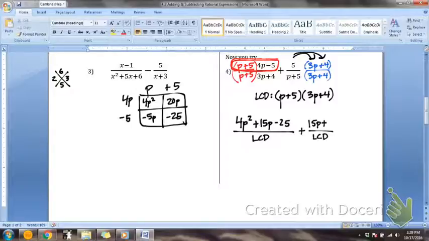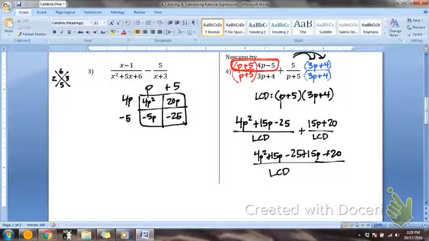And then we have 15p plus 20 over there, right? On the second one? On the second one, it's 5 times... You have 30p? Yeah, you got 20. Oh, okay. I'm not there yet. I'm not finished. You're a step ahead of me. So I just multiplied the numerators together. So now I'll write it one time. I have 4p squared plus 15p minus 25 plus 15p plus 20.